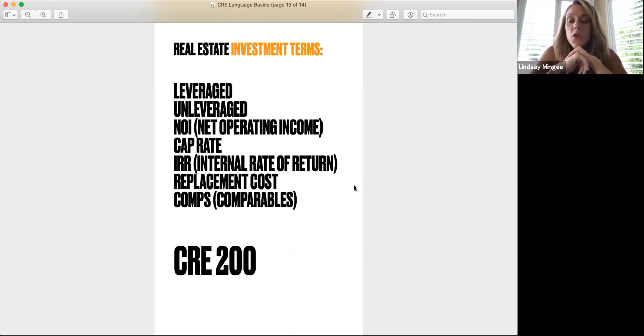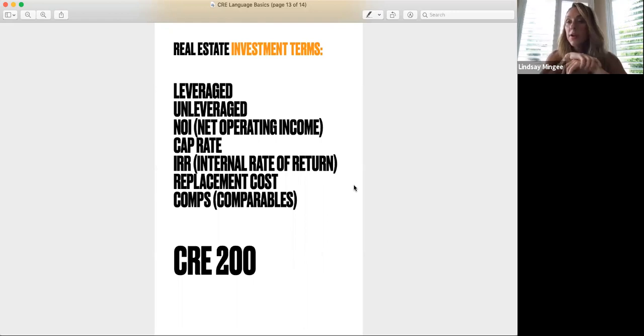And here's how cap rate works. The higher the cap rate, the lower the purchase price. And so if I'm a buyer, I am typically looking for properties with a higher cap rate. Higher cap rate means lower purchase price. If I am a seller, then I prefer the inverse, right? Lower cap rates mean higher sales price.